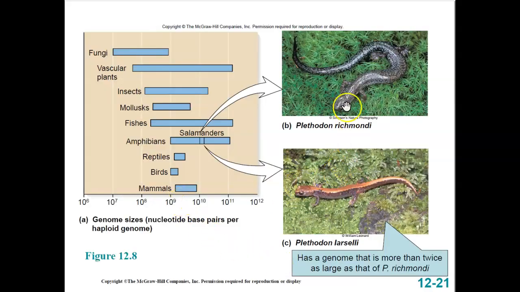So here's an example of two really closely related salamander species. Salamanders are organisms that live near water. They look kind of like lizards, but they can't live on dry land. They need to be around water. They have real thin skin. And if you look at the genome between the Richmondii and the Larcelli species, the Larcelli has more than twice the amount of DNA that the Richmondii does. And that's just because of continuous repetitive sequences.